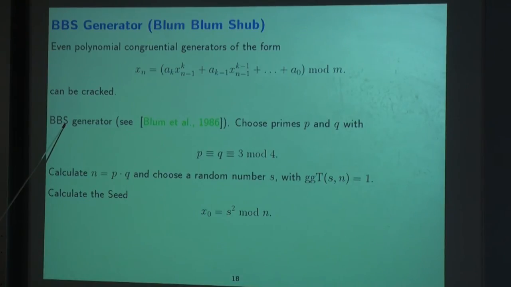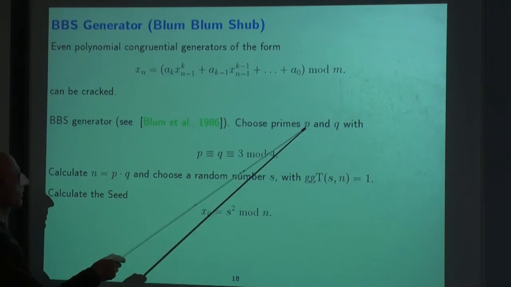And now what Blum-Blum and Shub proposed in 1986 is a pseudo-random number generator with very high quality, very long period, and very good statistical properties. Yeah, and so how does it go? I mean, the algorithm is quite simple.